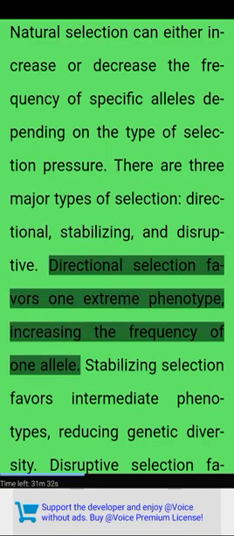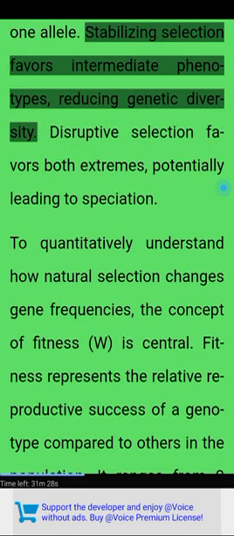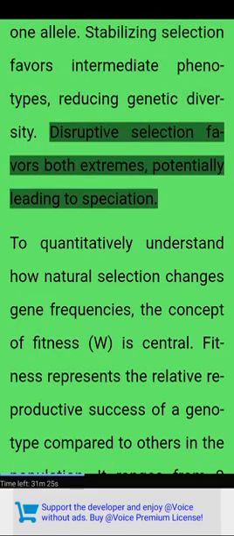Directional selection favors one extreme phenotype, increasing the frequency of one allele. Stabilizing selection favors intermediate phenotypes, reducing genetic diversity. Disruptive selection favors both extremes, potentially leading to speciation.